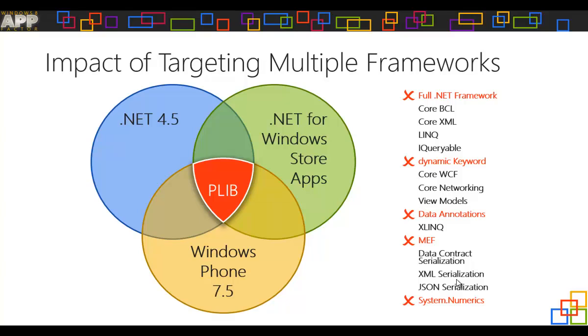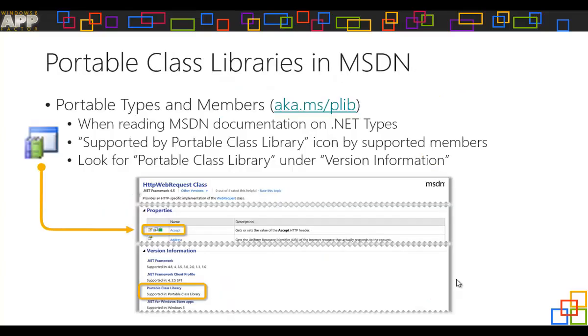So the impact of that is that you want to target as few frameworks as you can in your portable class library, but target as many as you need to get the reuse you're looking for. Now inside MSDN, portable class libraries are pretty well documented.